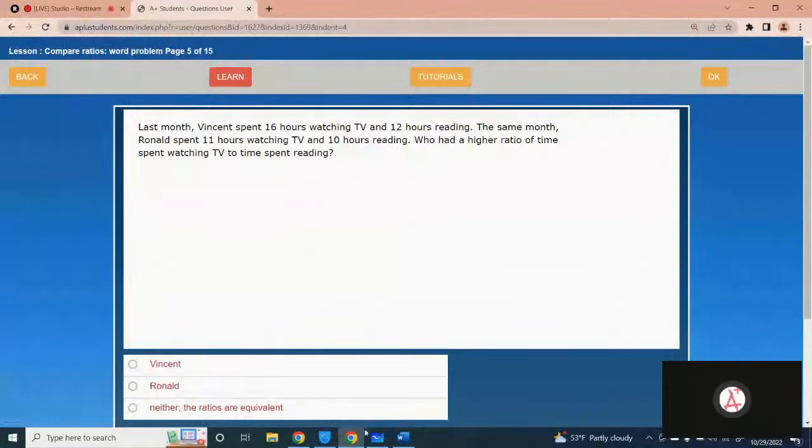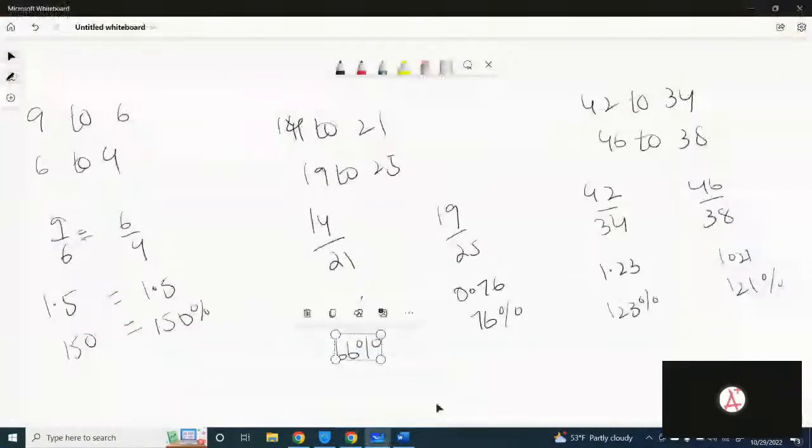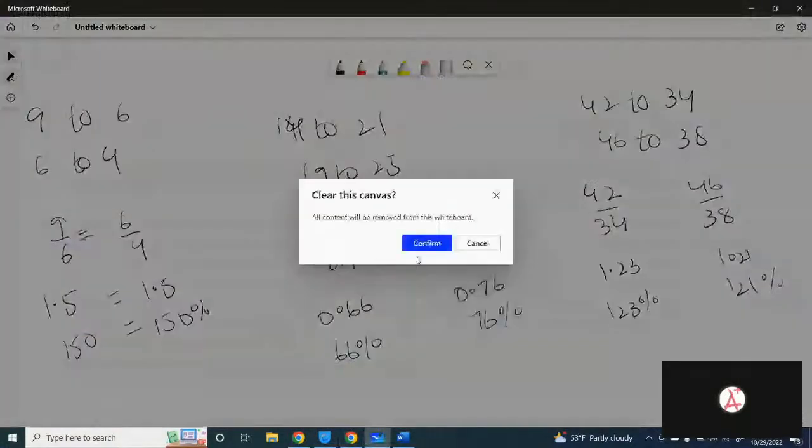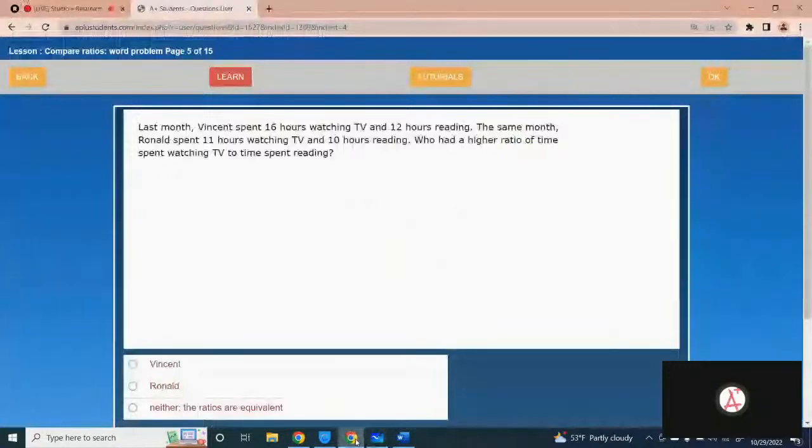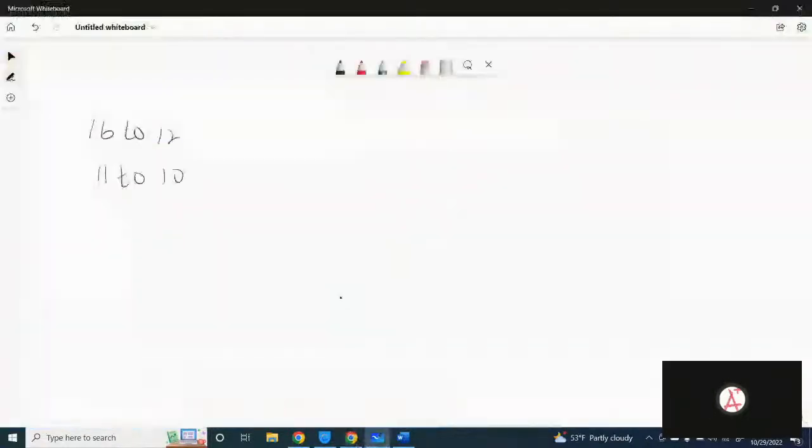16 to 12 and 11 to 10. Let me just confirm. Yes. Let's just write them down in fractional form. So it would be 16 over 12 and 11 over 10. Got it? Let's just divide them and write the answer in percentage form. So 16 over 12 is 1.33 and 11 over 10 is 1.1.